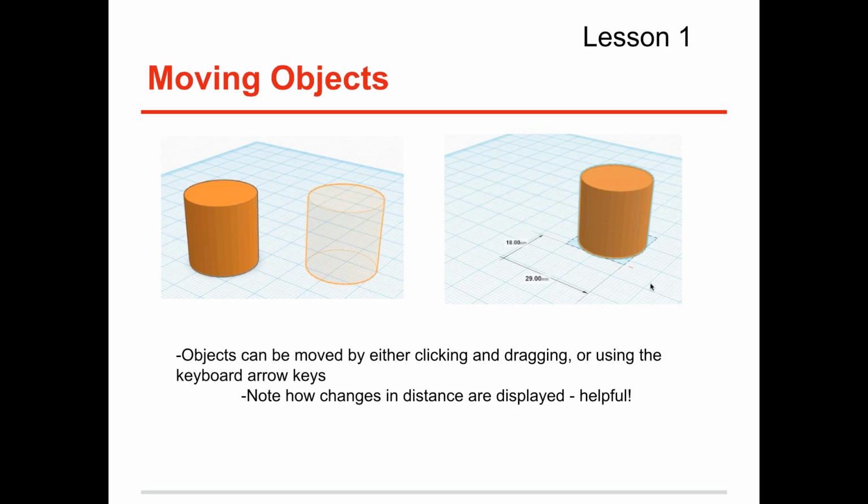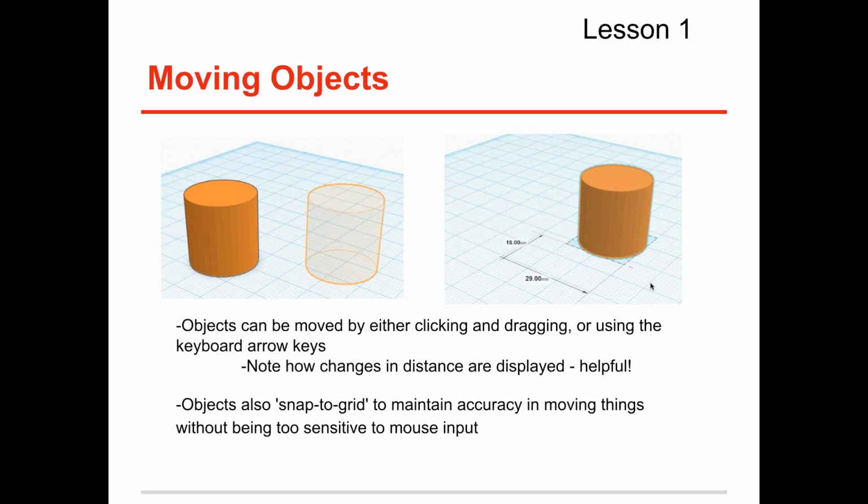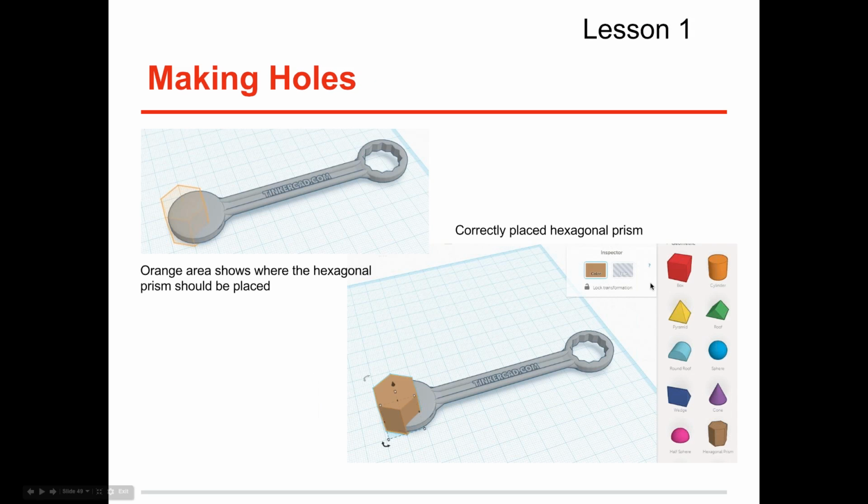Now, objects can be moved by either clicking and dragging or using the keyboard arrow keys. And I want you to notice how the changes displayed are helpful. Objects also snap to the grid to maintain accuracy in moving things without being too sensitive to mouse inputs. Okay?